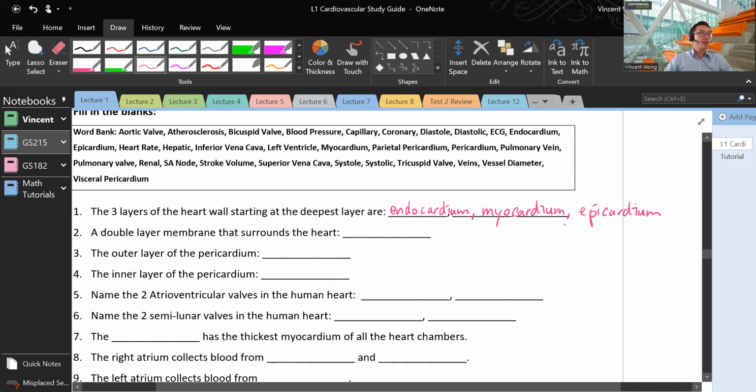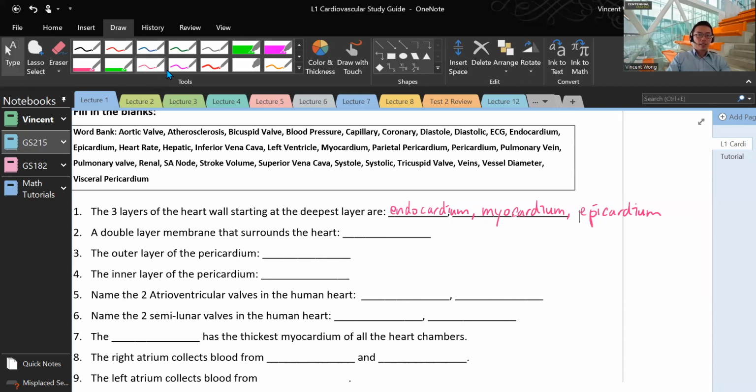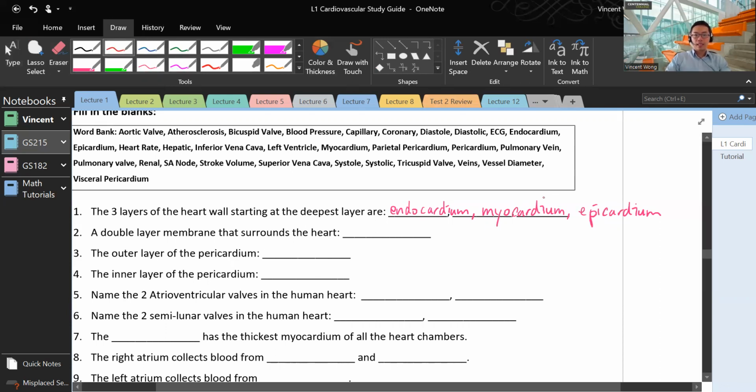Which layer has the thickest wall? Which one is the thickest, I should say? Okay, the whole thing makes up the heart wall. Which of these is the thickest? That's correct, Tyler. That is the thickest one. Okay, that's the muscle of the heart. The endocardium is the one that is in direct contact with the blood.